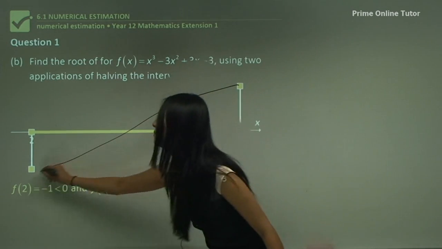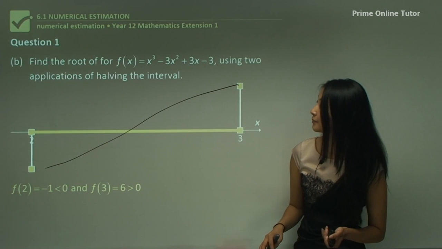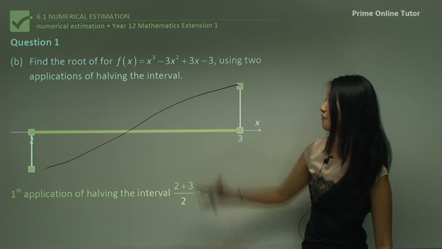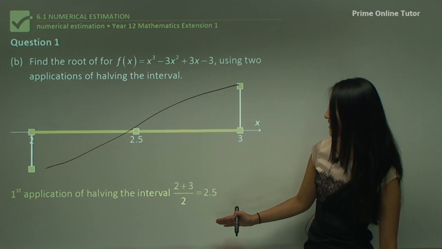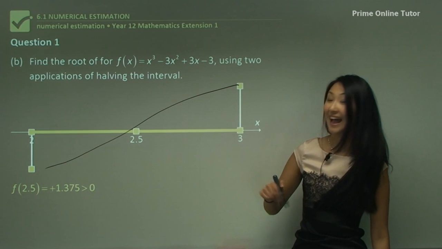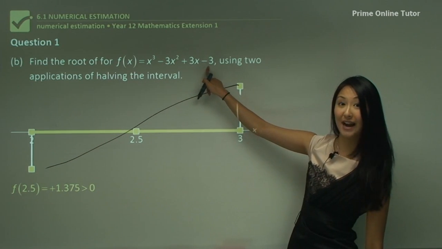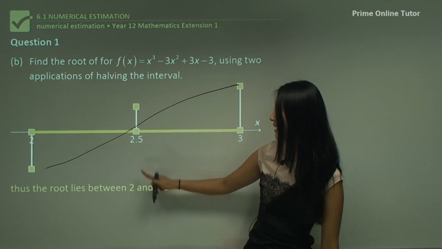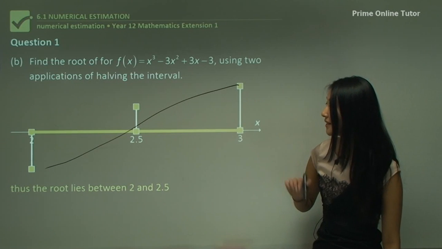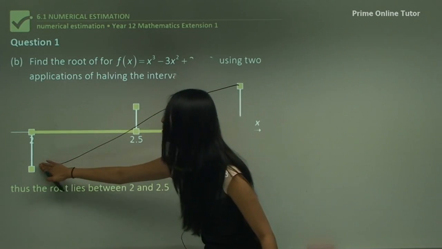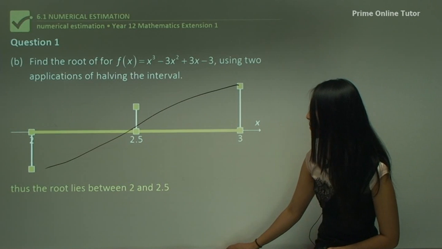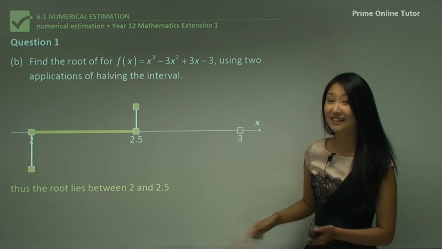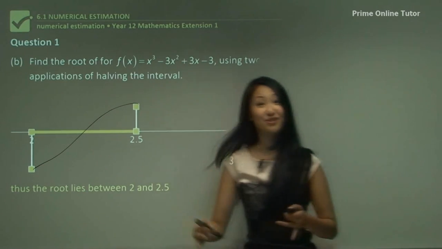Not quite sure how, but something along those lines. So now we just halve the interval. So your first application is counted from your first halving of the interval. So in this case is 2.5. And testing that just by substituting it straight into that equation there, we find out that it's positive. So 2.5 in this case is positive. So now we can say the root is going to probably lie between 2 and 2.5. Yeah? So we can just get rid of that section there. So now I know it's much more likely to look like this than what I drew before.